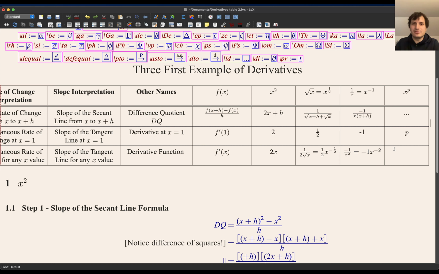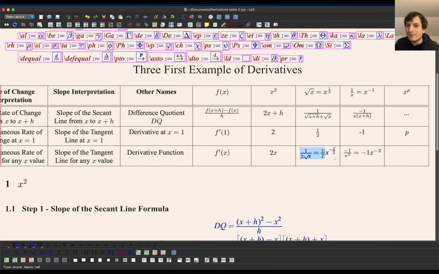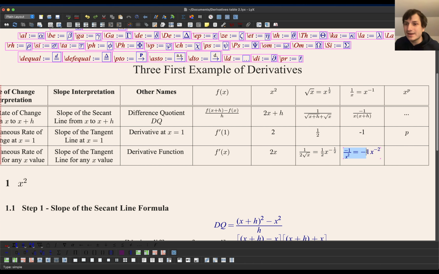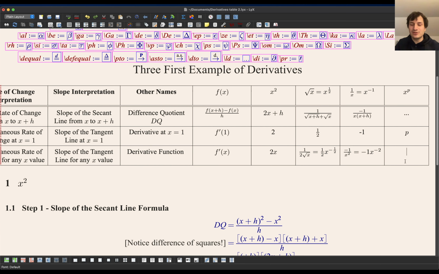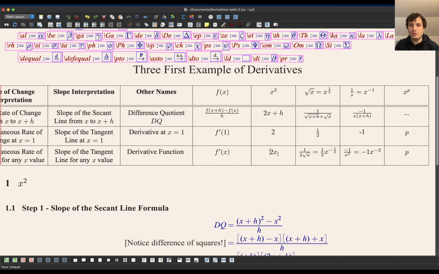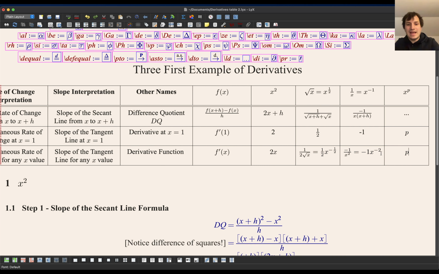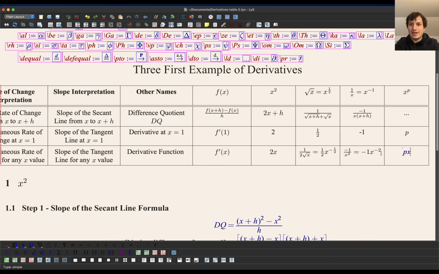So what is the pattern? How are we doing this? X squared became 2x. X to the 1/2 became 1/2 x to the minus 1/2. And x to the minus 1 became minus 1 times x to the minus 2. So the p is always in front. Whatever the power is is always the first coefficient, 2 or a half or minus 1. And it's always x to the power something, and the something is always 1 less than whatever we started with.